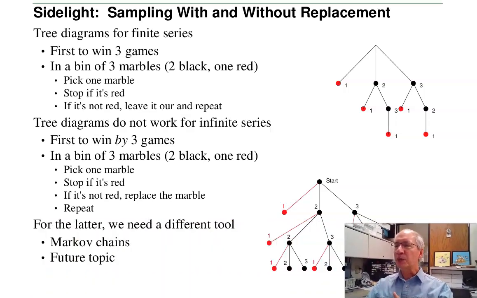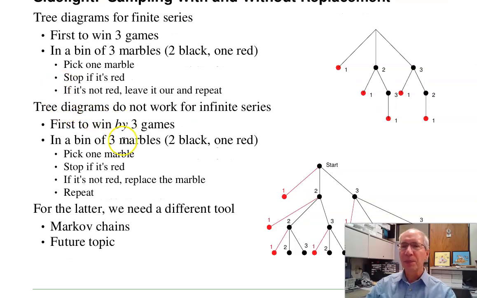To handle the problem of sampling with replacement, I need a different tool. That tool is going to be a Markov chain. I can't really use enumeration with an infinite series. It can't go to infinity. But there are tools. Enumeration isn't one of them.